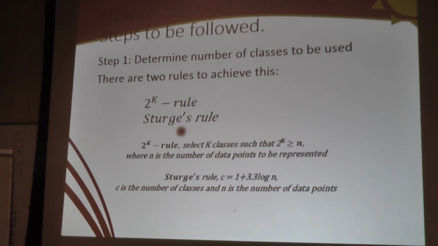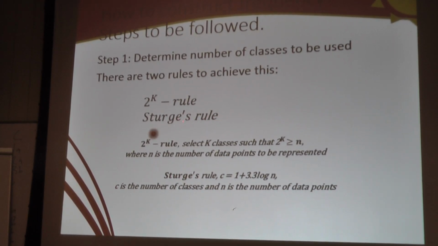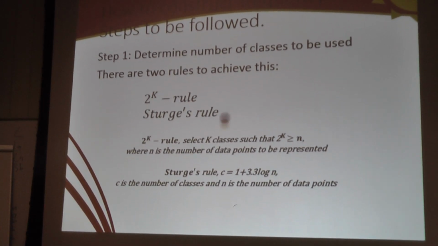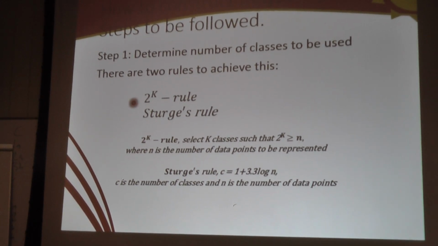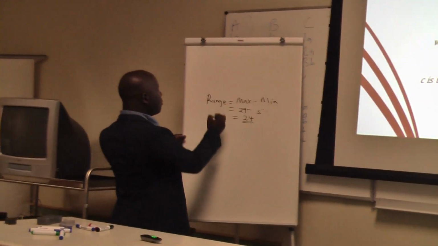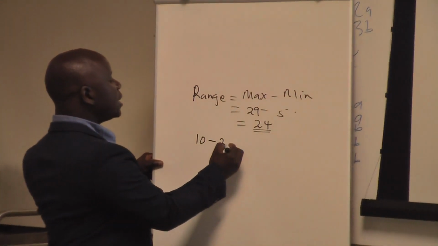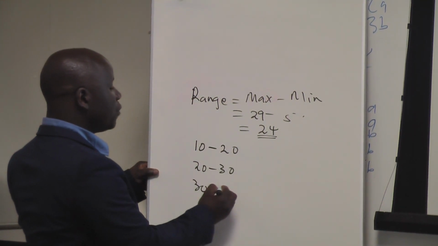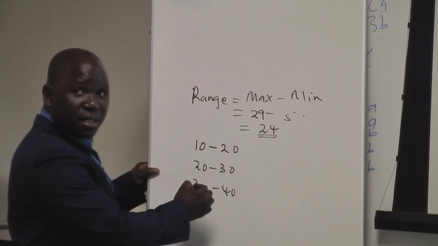This one was discovered in 1921 by Herbert, and it is referred to as Sturges' rule. So we also have the 2 to the k rule. These two methods are simply used to determine how many classes are supposed to be used for a given data set. When we talk of classes, we can say, for example, 10 to 20, 20 to 30, 30 to 40. These are 3 classes.